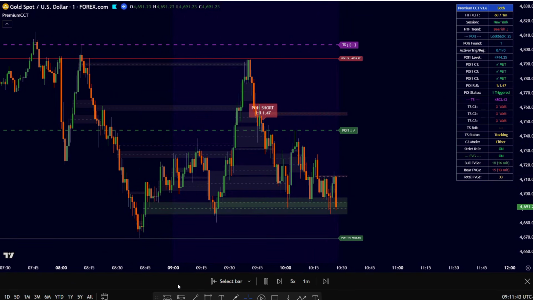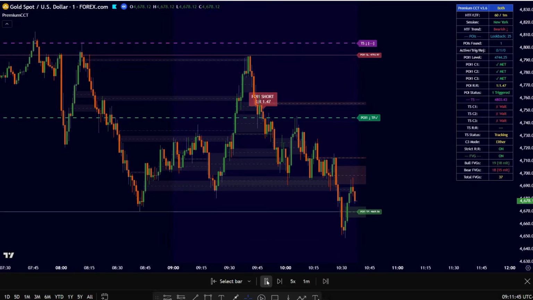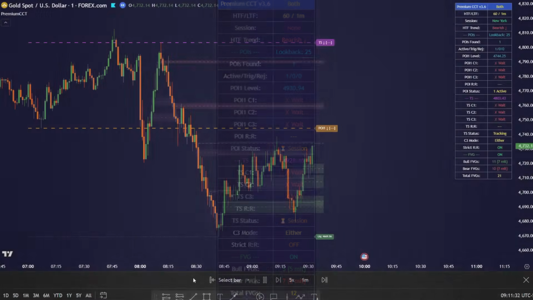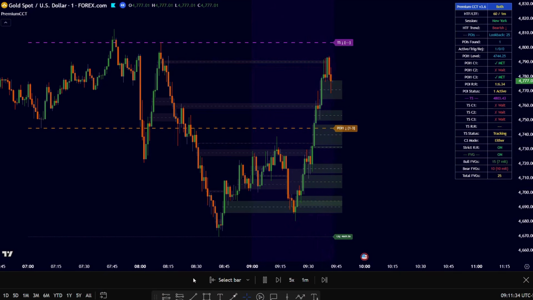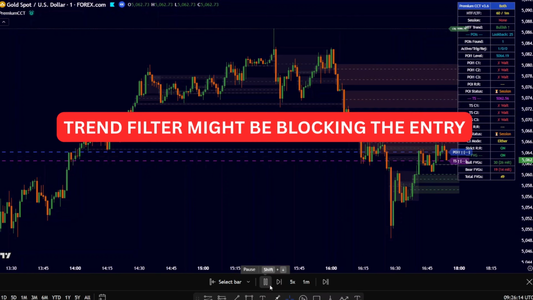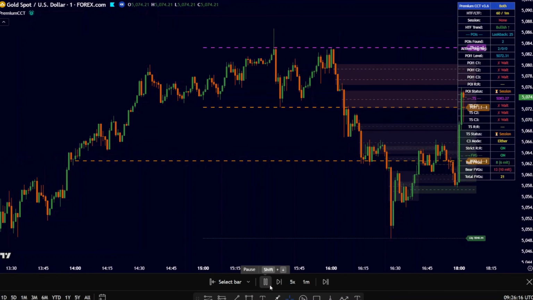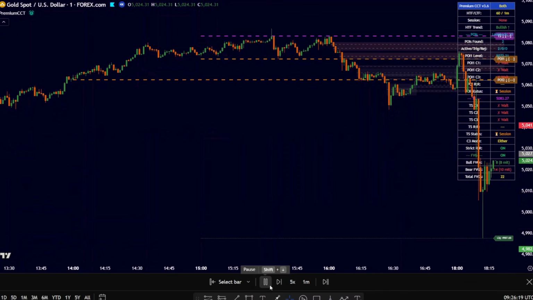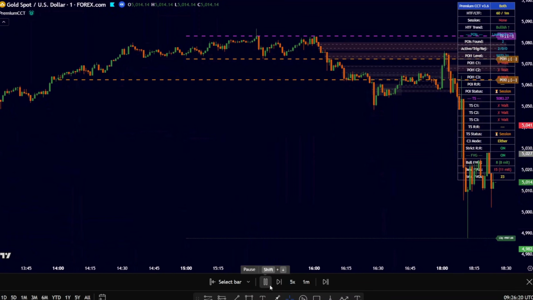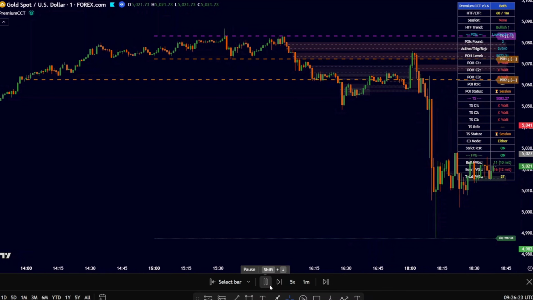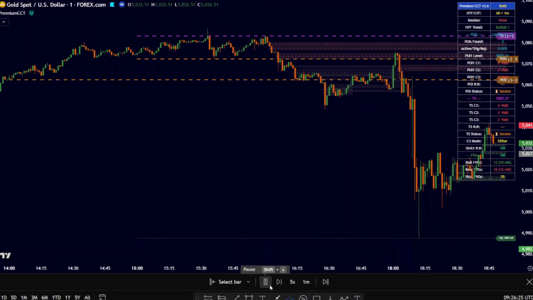Another reason could be that you're outside the trading session. Check the table and see if the session name shows none. If sessions are enabled and you're outside the active hours, the indicator won't scan for entry conditions. Wait for the active session to begin. Or the trend filter might be blocking the entry. Check the table and see if the trend is opposite to your setup direction. If you have a bullish setup but the trend shows bearish, the trend filter will prevent the entry. You can either disable the trend filter or wait for trend alignment.